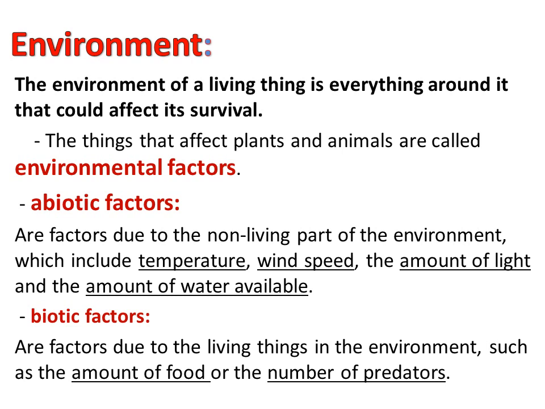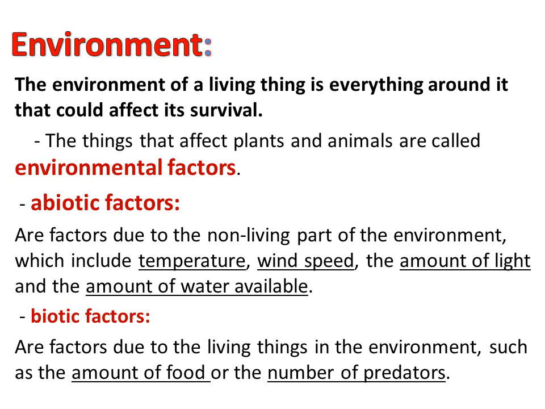Then I have the other keyword in ecology, which is environment. As we know, in grade 7, the environment is made of living things and non-living things, right? The environment of a living thing is everything around it that could affect its survival. Everything around a living thing that could affect its being alive. And the things that affect plants and animals are called environmental factors.